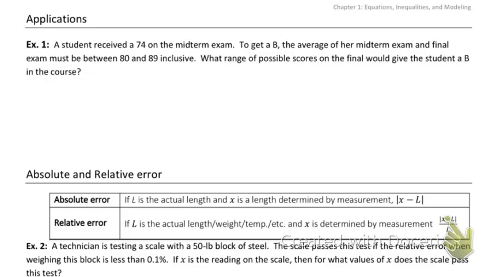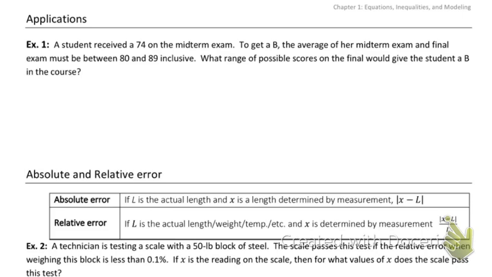All right, continuing on. Application problem. It says a student received a 74 on the midterm exam. To get a B, the average of her midterm exam and final exam must be between 80 and 89 inclusively. We're going to assume that the final and the midterm have the same weight. What range of possible scores on the final would give the student a B in the course?